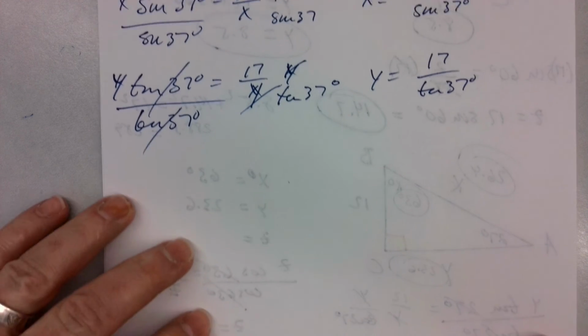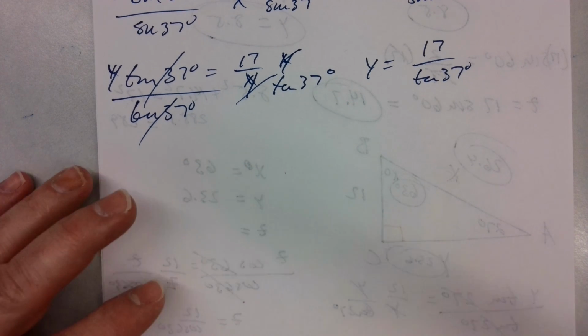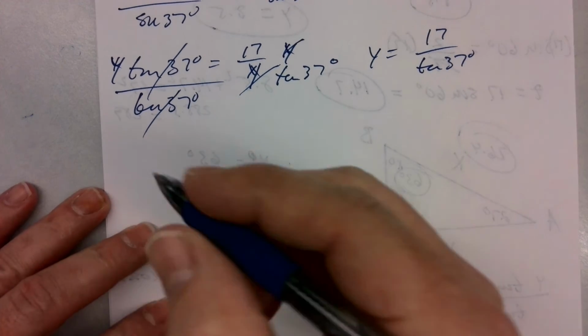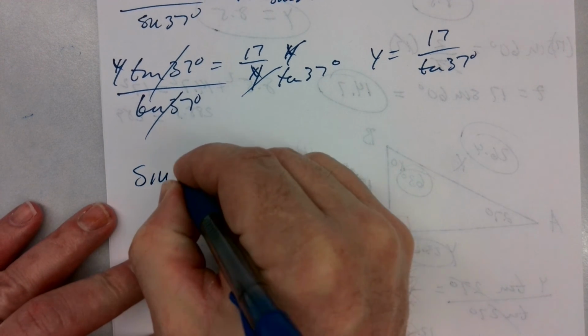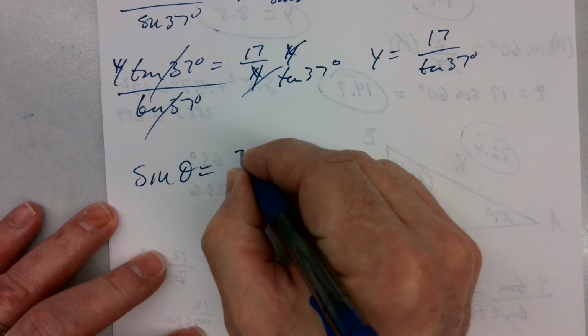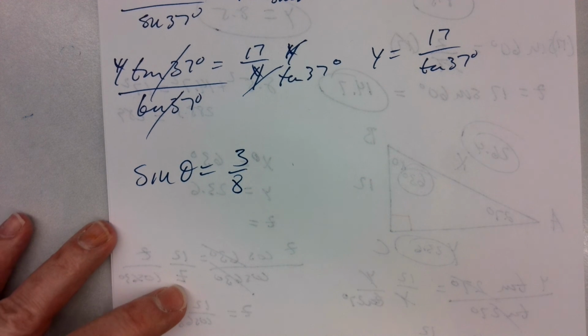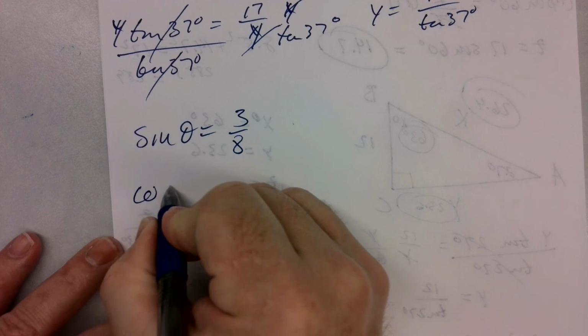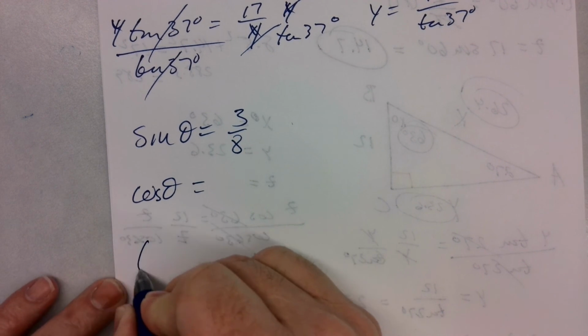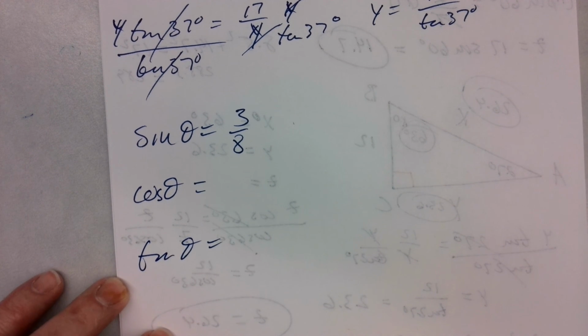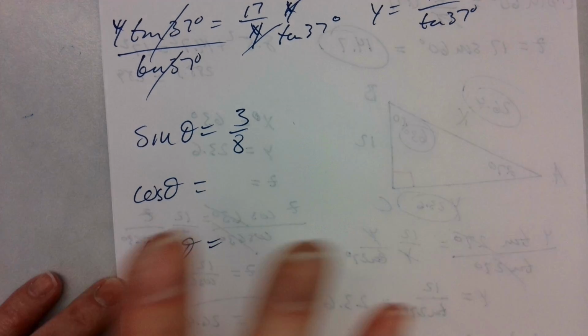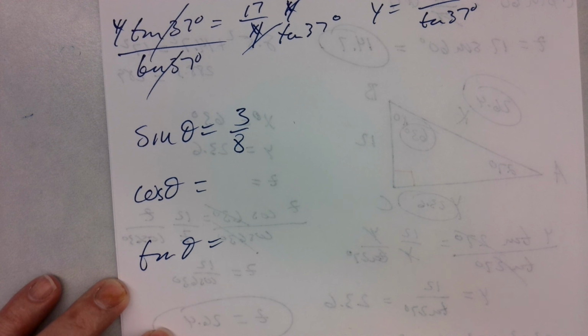Now, the only other kind of problem you're going to run into that I think will be new is if I said that the sine of theta was, let's say, 3 over 8, okay? Would you be able to tell me what the cosine of theta was and what the tangent of theta was? Just knowing those two numbers, that's it.